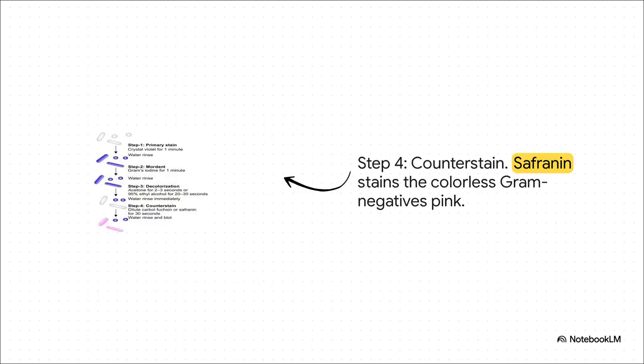So to finish up, we apply a counterstain, usually safranin, which is pink. The gram-positive cells are already stuffed with purple dye, so nothing changes for them. But those colorless gram-negative cells eagerly take up the pink stain, which makes them visible again. And voila, here's the final result. We can now tell apart bacteria based on a fundamental difference in their cell walls.